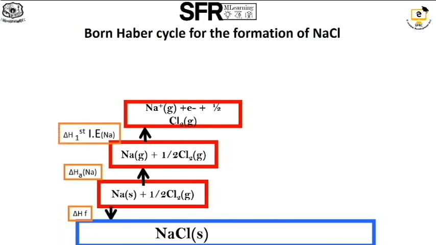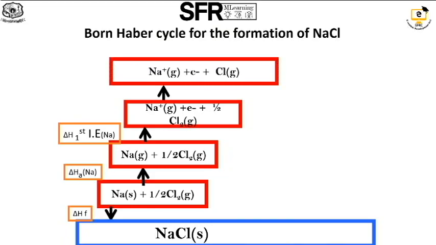Next step, the third step, is the dissociation of halogen into halogen atoms. In this step, half a mole of halogen absorbs energy equal to half of the dissociation energy, and it is converted into atoms. It is an endothermic process, so the absorption of energy is shown by a positive sign.